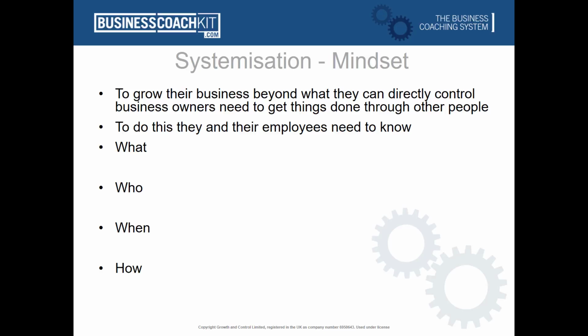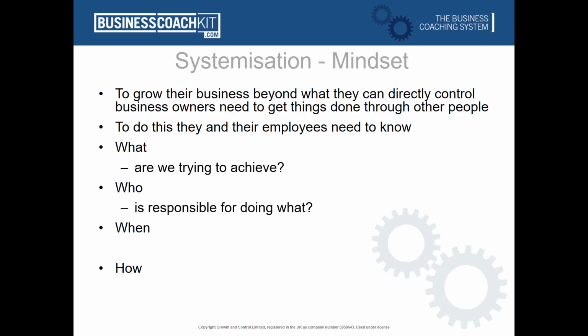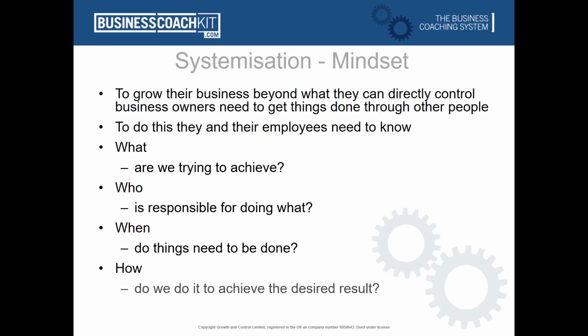So the mindset they need to develop is that they have to find a way to get things done through other people. And to do this, both they and their employees need to know these 4 things. What are we trying to achieve? Who is responsible for doing what? When do things need to be done? And how do we do it to achieve the desired result?